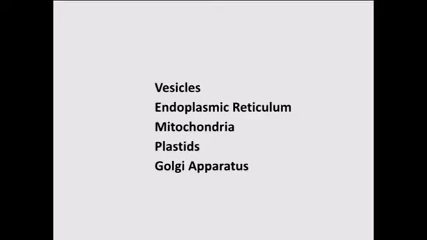Next, let us take up the organelles. Eukaryotic cells contain a variety of specialized membrane-bound structures called the endomembrane system or organelles. The organelles present in eukaryotic cells are vesicles, the endoplasmic reticulum, mitochondria, plastids and the Golgi apparatus.